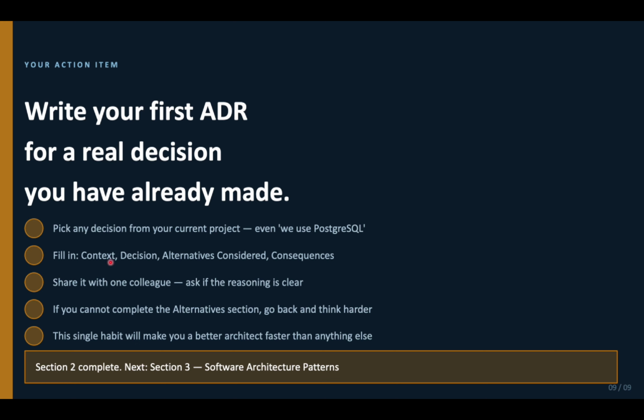Fill in the context, like why was this decision needed, what were the requirements driving it, what were the numbers, and then fill in the decision, like what exactly was decided. Be specific. Then fill in the consequences. What did you gain, what did you give up, and then fill in the alternatives, like what else did you consider, why did you reject those options.